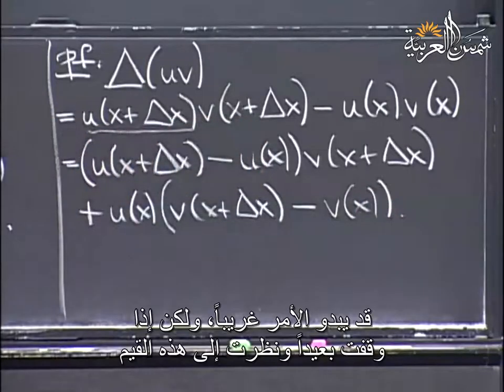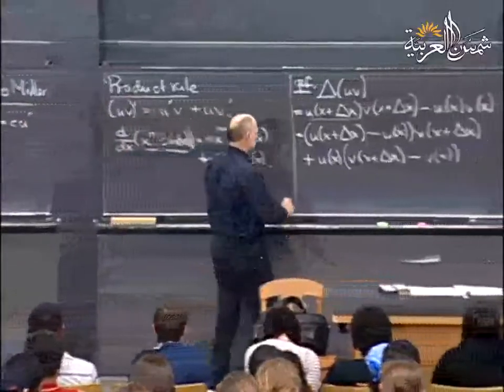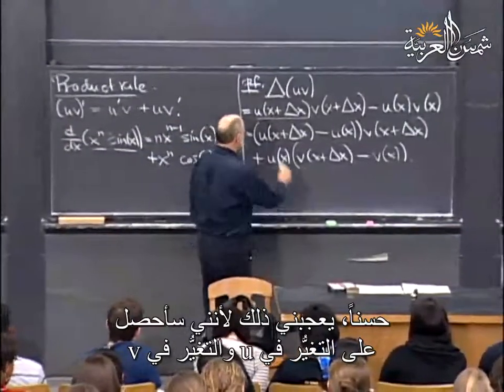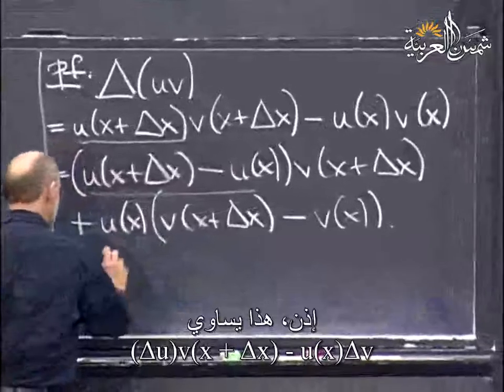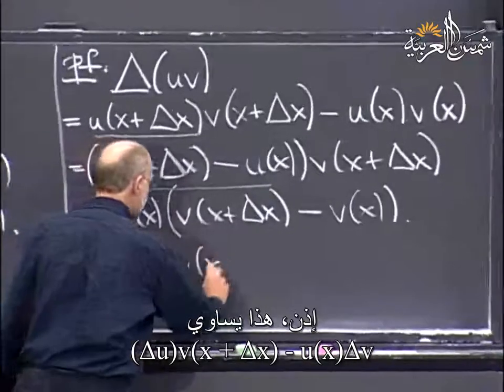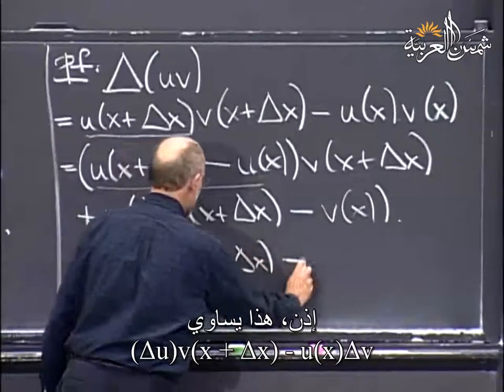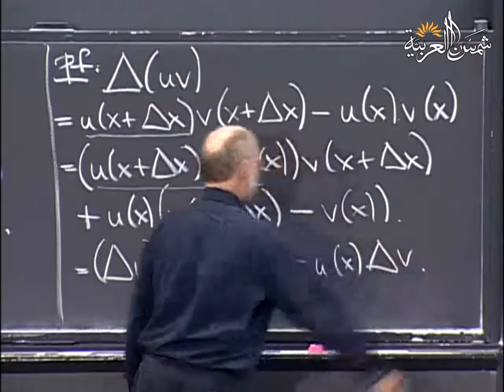So that was a little bit strange. But when you stand back and look at it, you can see, multiply it out, the middle terms cancel, and you get the right answer. Well, I like that because it involves the change in u and the change in v. So this is equal to delta u times v of x plus delta x minus u of x times the change in v.